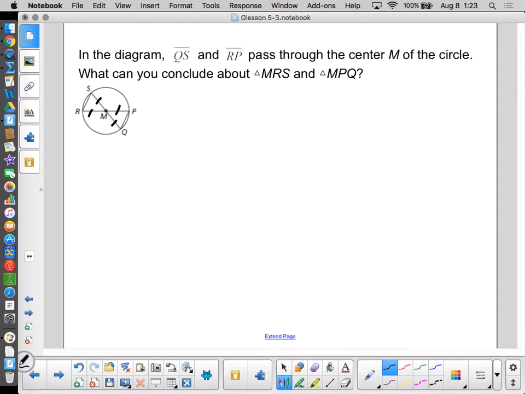What else do I need to prove congruent triangles? What can I conclude? Well, if I have two pairs of congruent sides, I need their included angles congruent. And will they be? Yes, because they are vertical angles. Angle SMR is congruent to angle QMP because they are vertical angles.